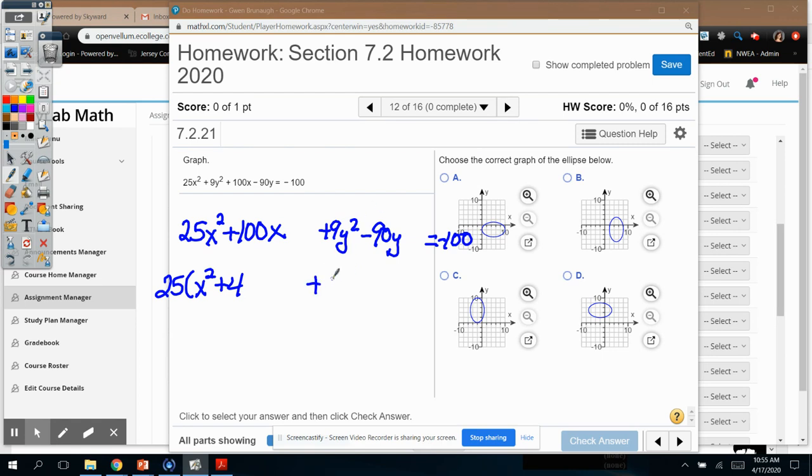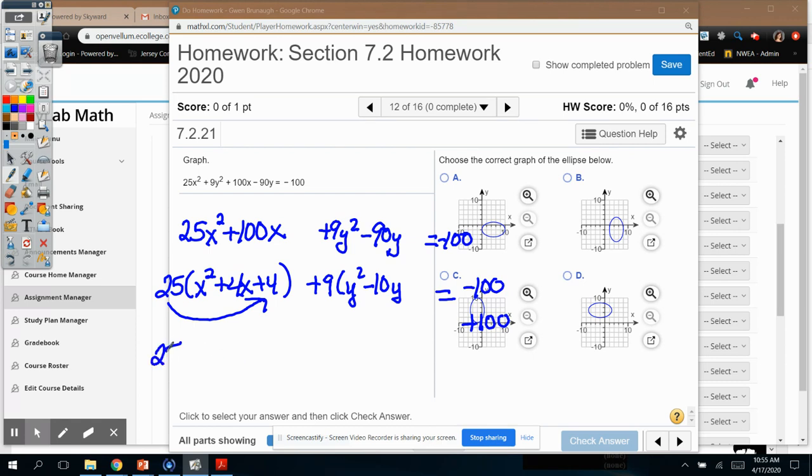Same thing here. You have a 9 you have to take out, and that's a y squared. Divide by both, minus 10. The negative 100 is still over here. Okay, so now we find the magic number. Half of 4 is 2. 2 squared is 4. So when I put a plus 4 here, what I'm really putting is 25 times 4, which is plus 100.